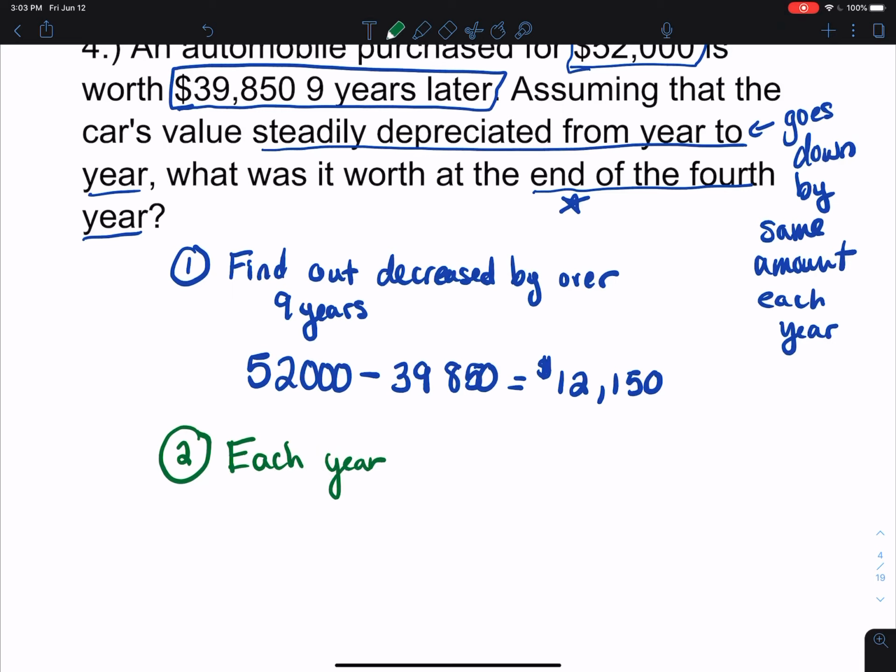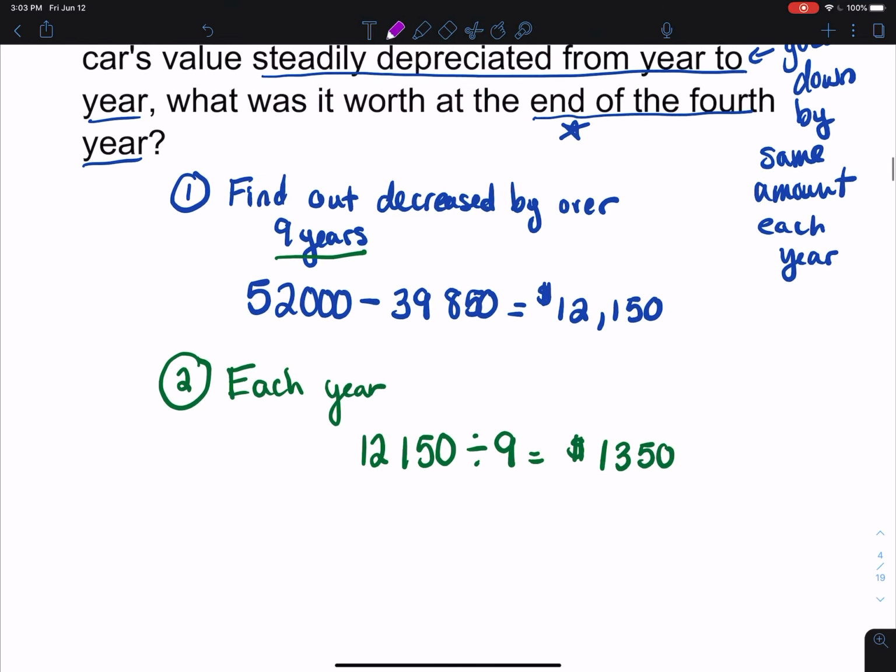The next thing I'm going to do is figure out how much it goes down by each year. So if this is how much it decreased by over 9 years, I'm going to take that $12,150 and divide it by 9. That tells me that we lost $1,350 per year on that automobile. But we don't care about how much it goes down each year. They asked us what was it worth at the end of the 4th year.